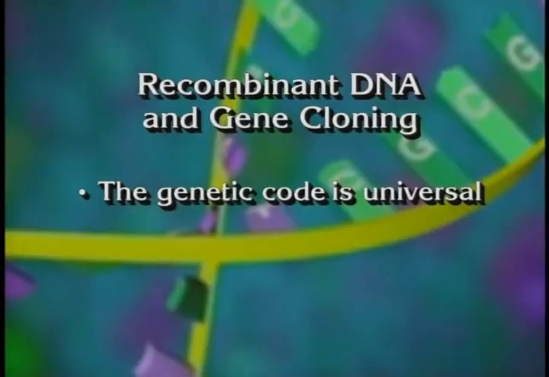The first slide summarizes the core concepts we'll try to cover. First off, and this is mostly from last time, the genetic code is universal. That is to say, DNA and the four bases that make up DNA are common to all organisms. The arrangement of those bases, the order of those bases, dictate the differences in organisms.